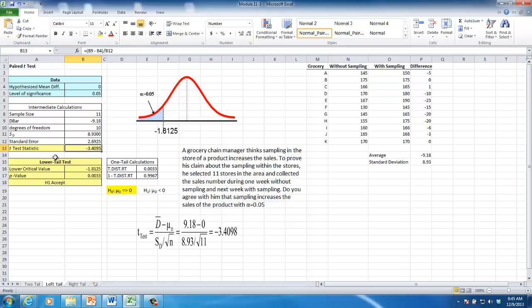So the test value is minus 3.44095, which is on the left side of the critical value. That tells me H1 should be accepted. With 95% confidence, we can conclude that sampling increases the sales.